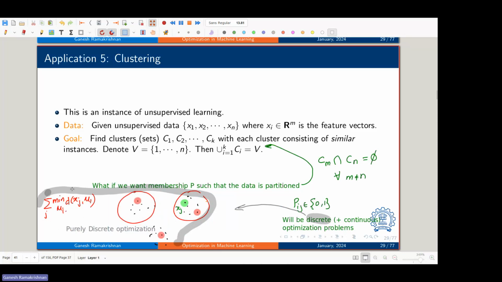So you may have a distance from xj to mu i, right? While you are trying to find the closest cluster for xj, once you assign xj to the cluster i, the cluster has changed. Mu i may no longer be its mean. So what is the actual objective? It's over Pij and all the mu i's.